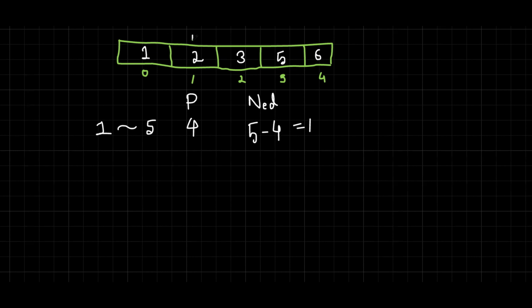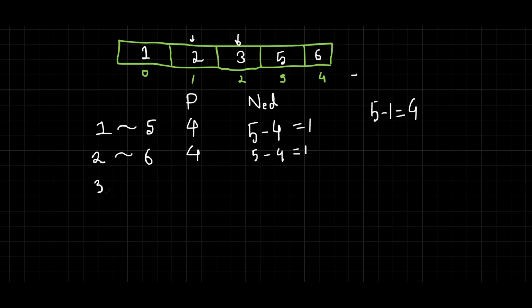Similarly, for this element 2, the range will be 2 to 6. And what is the upper bound of 6? It will be the index 5 because we can place another 6 here. Now, the value presented will be index 5 minus current index, which is 1, which is 4. So here the value presented is 4 and the needed operation will be 5 minus 4, which will be 1.